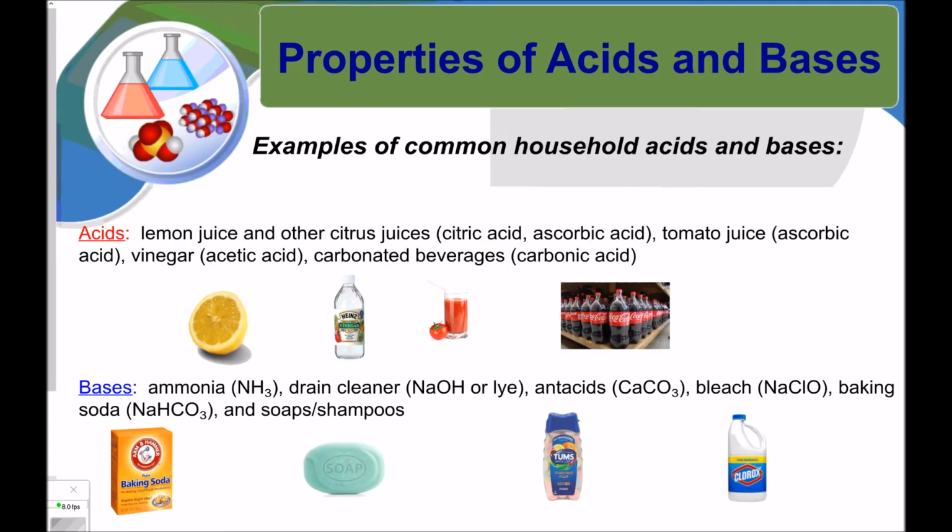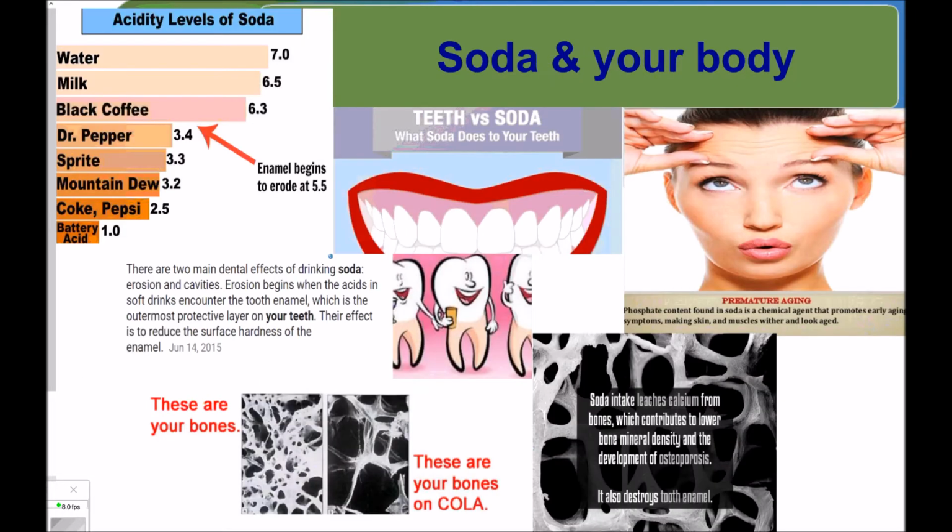Some examples of common household acids and bases. So acids are things like citrus juices and lemon juice, tomato juice, vinegar, and carbonated beverages. If you look on your food labels, you'll see that they have several different types of acids in them. Bases, on the other hand, are things like ammonia, drain cleaner, antacids, bleach, baking soda, and your soaps and shampoos, hence why they feel slippery.